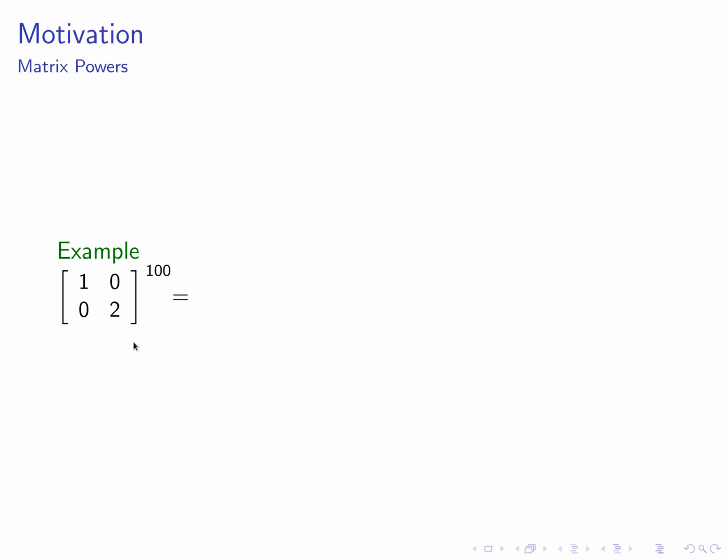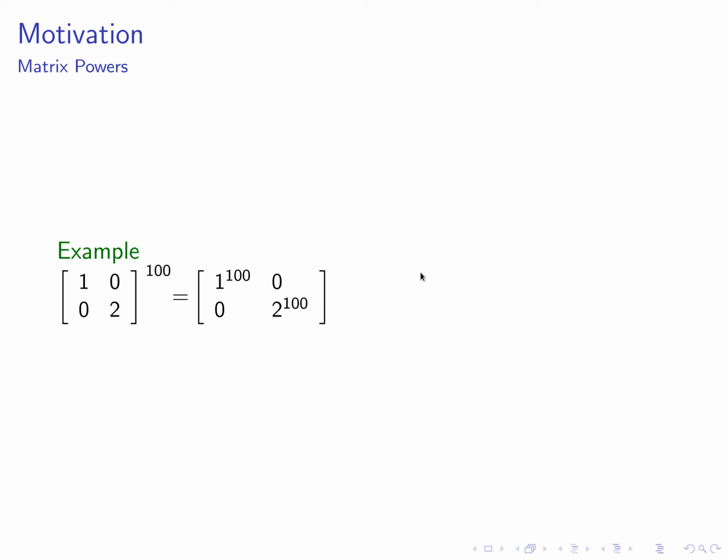In this example, all we want to do is take this matrix and raise it to the 100th power. What this means is that we want to multiply this matrix by itself 100 times. Because this matrix is diagonal, this is not a very difficult problem. All we need to do is take the two numbers on the diagonal, 1 and 2, and exponentiate each one to the power of 100, and we still get zeros on the off diagonals. So this problem is actually fairly simple.